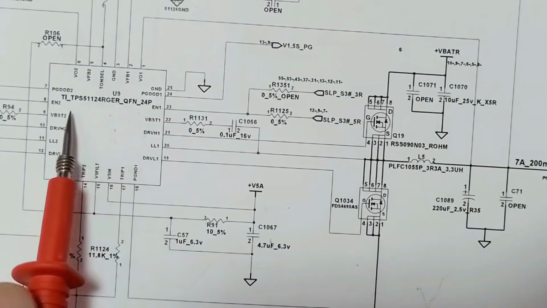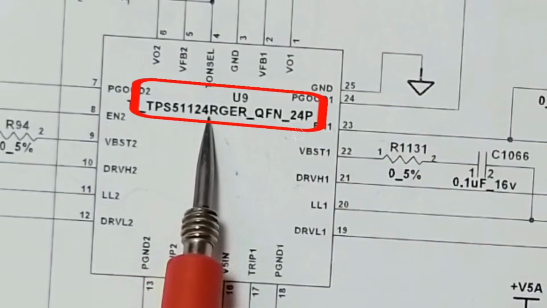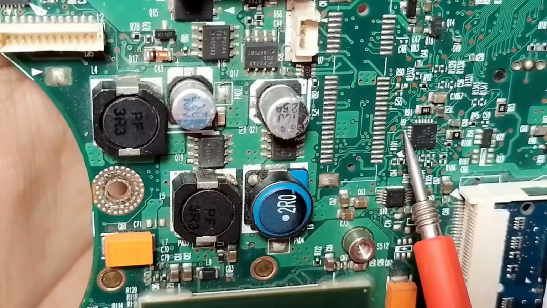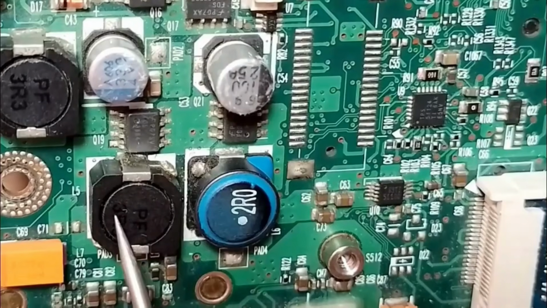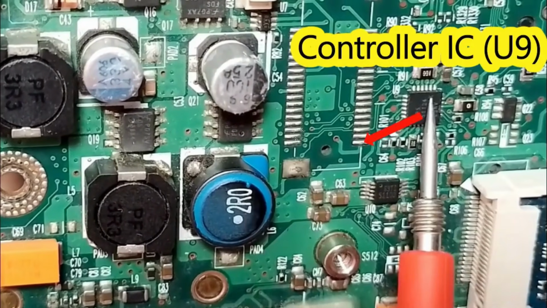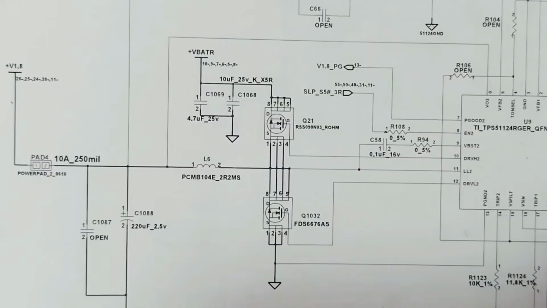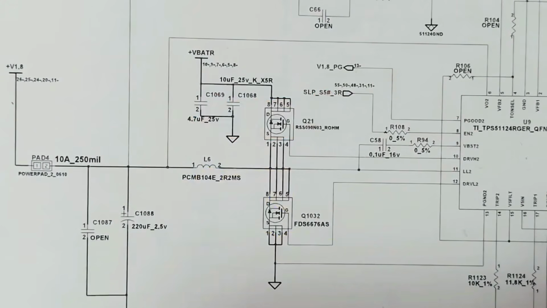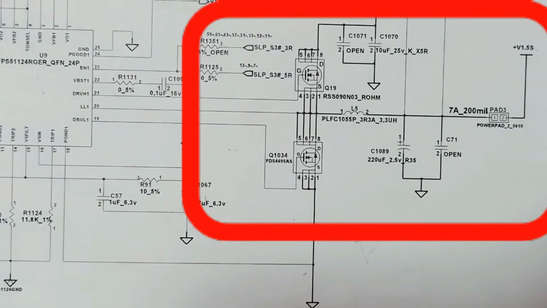We can see that the IC could also be the shorted component. You know why? Because this IC, chip 51124, is connected to the ground. As you can see here, we have the ground. This is U9, the controller IC, and here we have L5 and L6. This IC controls these two inductors. So basically U9 controls two channels: the 1.8 volt channel and the 1.5 volt channel.